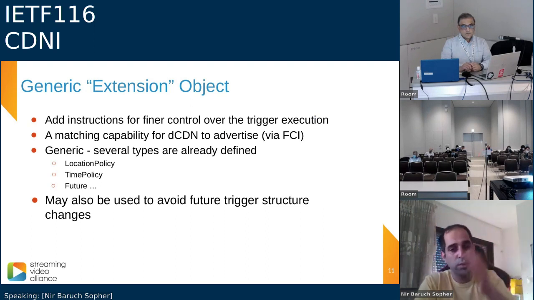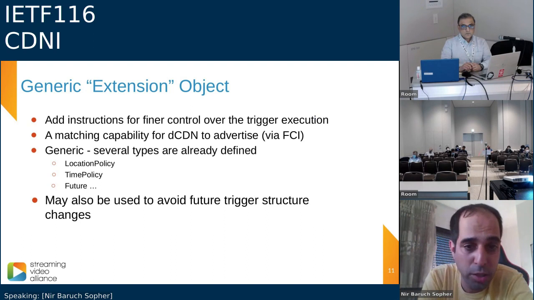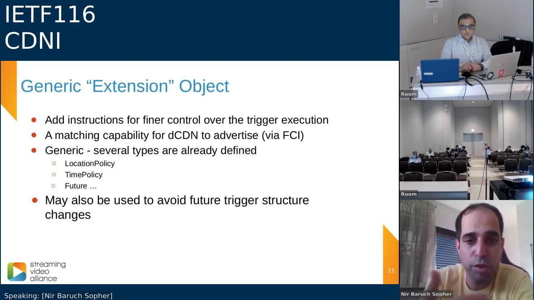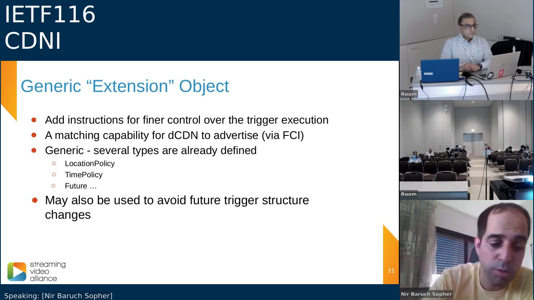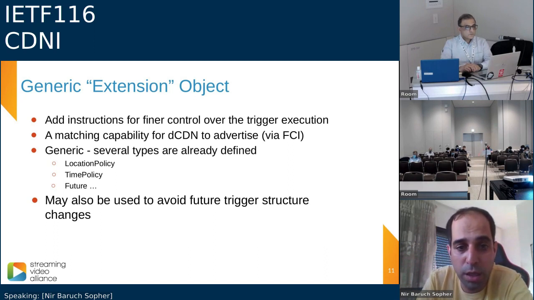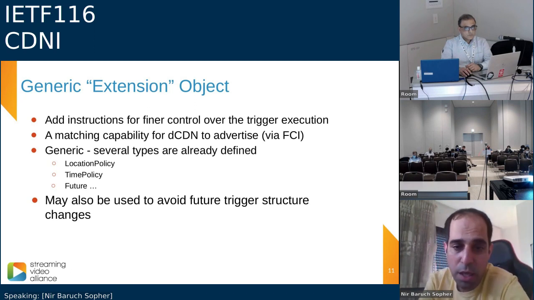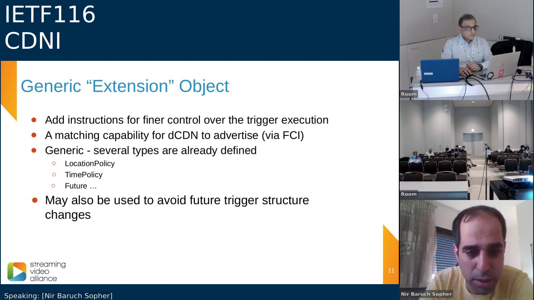Okay. What we also added is the generic extension object, which gives final control over the trigger execution. The advantage of having a generic object is that we can add more and more as we wish, and have a matching capability for each one of them that allows the downstream CDN to announce what extensions it supports. So we already have two types defined in this RFC, which are the location policy and the time policy. We will look at an example of one of them soon in the next slide.